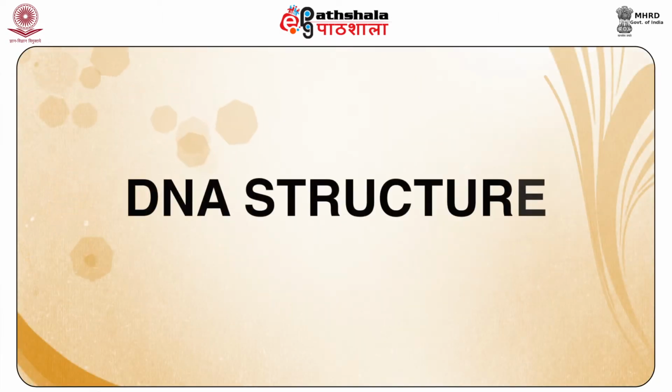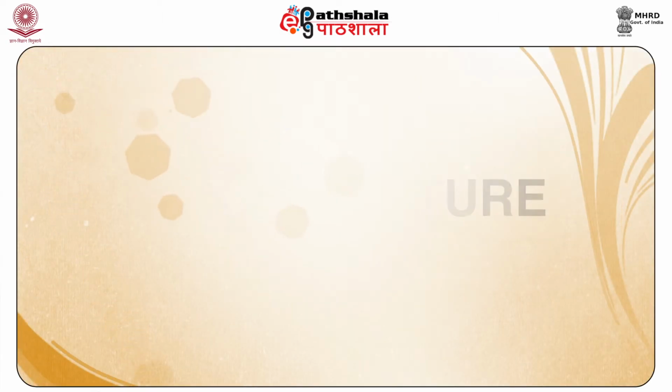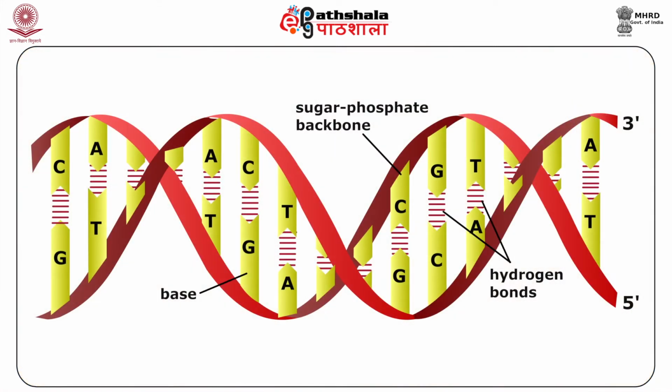Now, let us discuss DNA structure. DNA is made up of chemical building blocks called nucleotides. These building blocks are made of three parts: a phosphate group, a sugar group, and one of four types of nitrogen bases. To form a strand of DNA, nucleotides are linked into chains with the phosphate and sugar groups alternating.